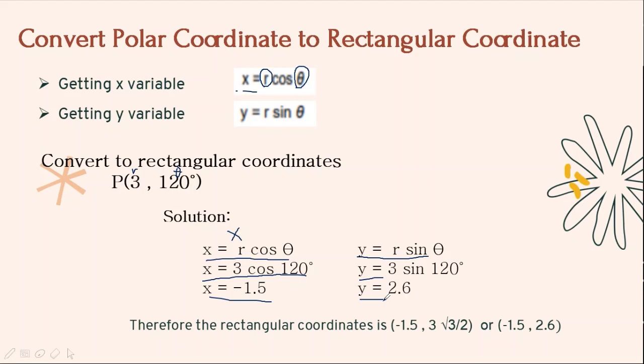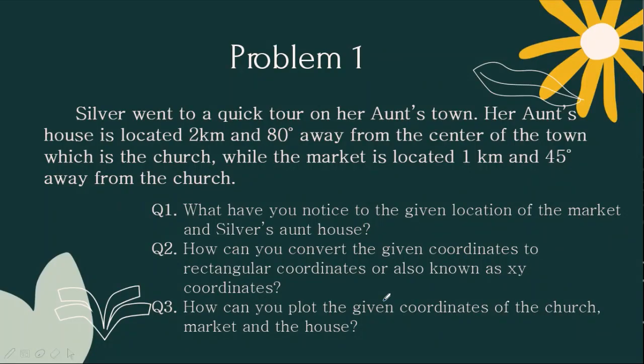Okay, now let's have a word problem or real life problem. So Silver went on a quick tour of her aunt's town. Her aunt's house is located 2 kilometers and 80 degrees away from the center of the town, which is the church. Again, the center of their town is the church, while the market is located 1 kilometer and 45 degrees away from the center or from the church.